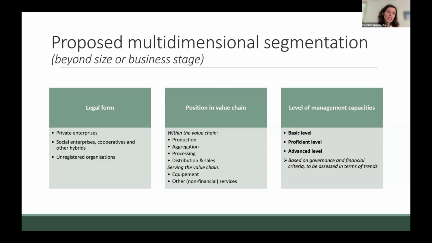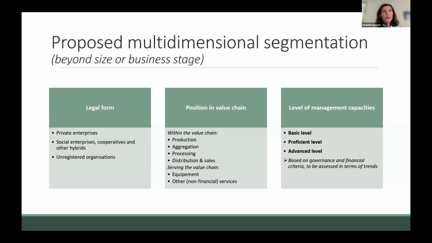And then again, within the value chain, we simplified a bit the various steps. The idea here, again, is to position agri-SMEs in these different categories to better identify their needs in terms of technical support. Here, we consider that it could influence the type of support, especially focusing on the business model of the organization and on the technical side of their activity. And finally, last but not least, the most important type of criteria we consider here is the level of management capacities of these agri-SMEs. So we distinguish between 3 levels of management capacities: basic level, proficient level, advanced level.